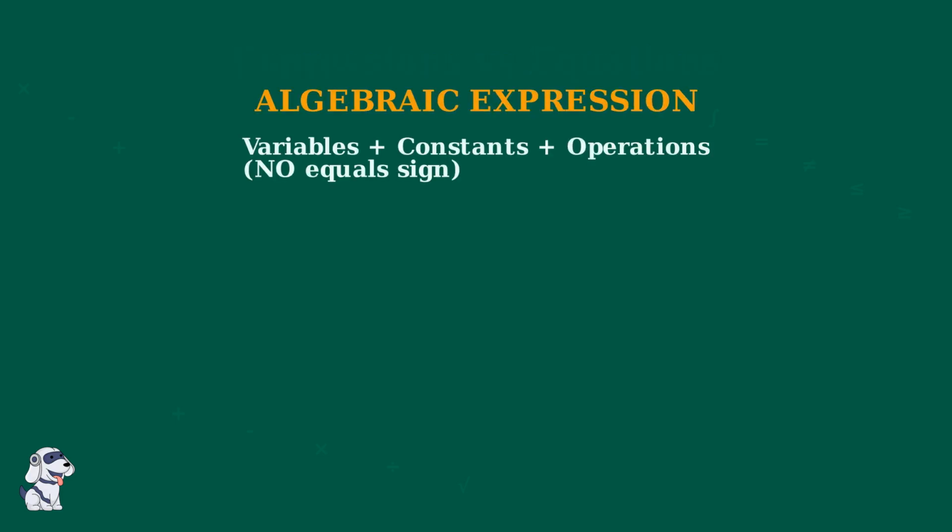Now we need to understand a crucial difference in algebra: the difference between algebraic expressions and algebraic equations. These two concepts are often confused, but they serve very different purposes in mathematics. First, let's look at algebraic expressions. An algebraic expression is a mathematical phrase that combines variables, constants, and operations like addition, subtraction, multiplication, and division. The key point is that expressions do not have an equal sign.